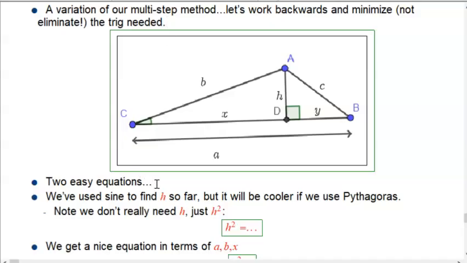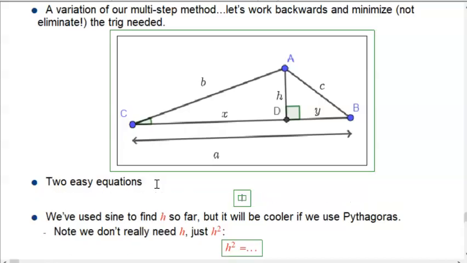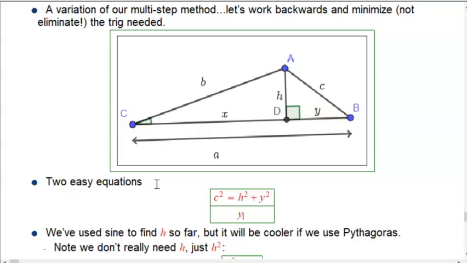Okay, so we know there are two easy equations that are crucial here. One is the last step. This is going to be true for us as well. The last step of the problem, if you're trying to find c and you know h and y, is to just use Pythagoras. Okay, so that's cool. We also know that y is easy to find if we first find x. So we can actually combine those already.